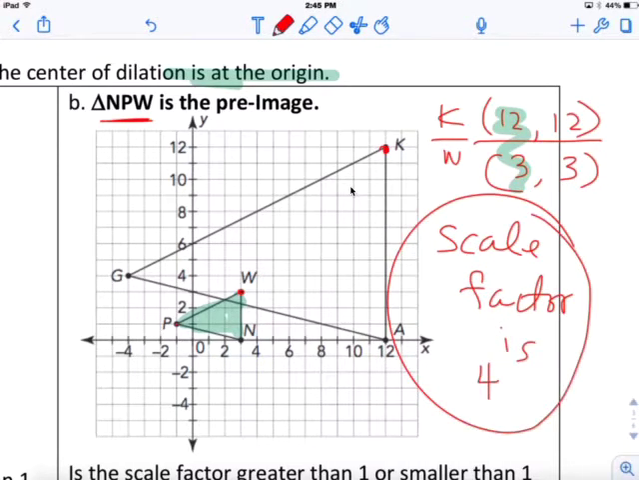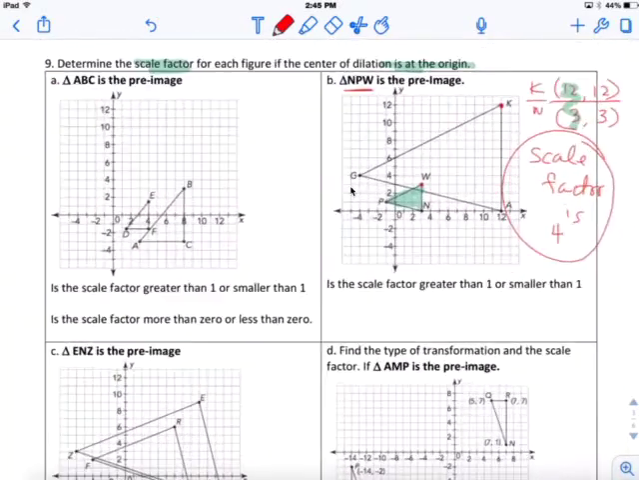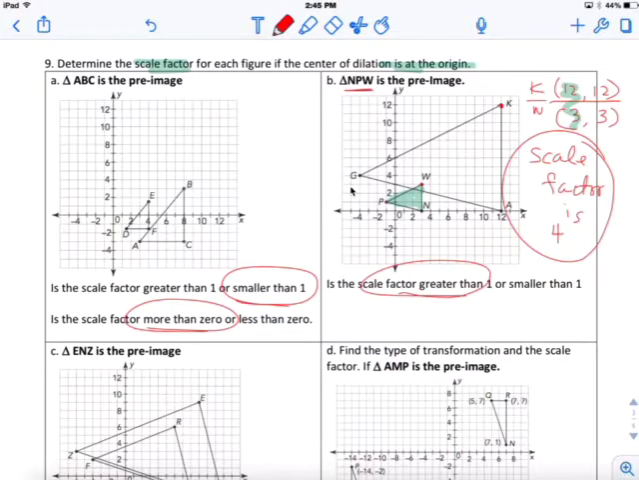Okay, that's the scale factor. Is the scale factor greater than 1 or smaller than 1? This one was smaller, right? Smaller. Is the scale factor more than 0 or less than 0? More than 0. Can't be less. Scale factor greater than 1 or smaller? It's greater than 1 because it's an enlargement, right?